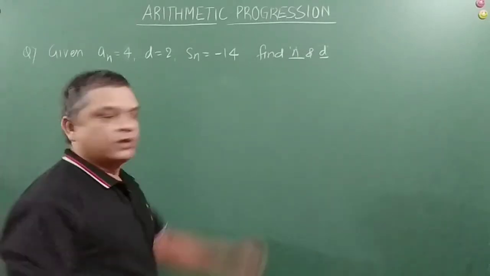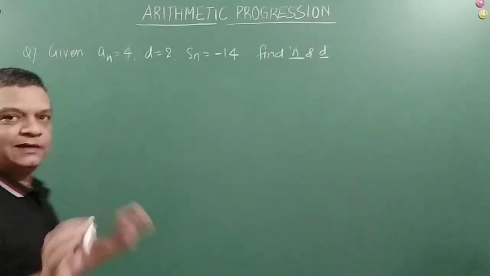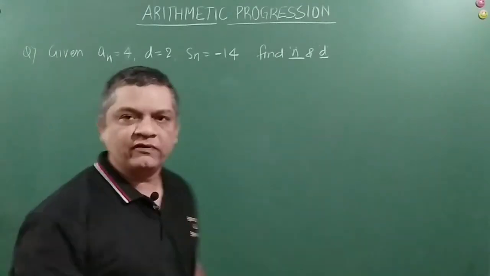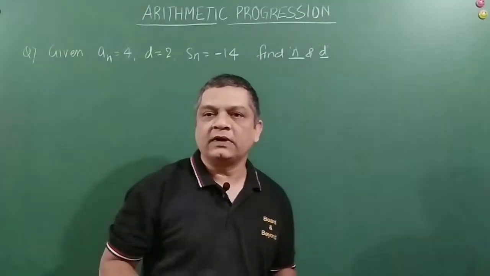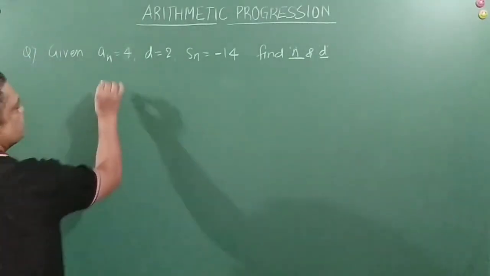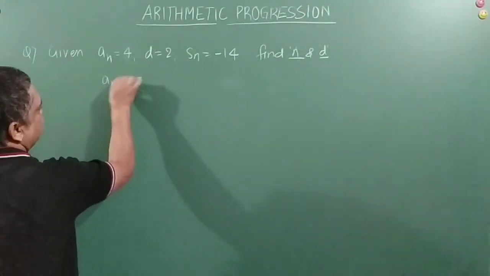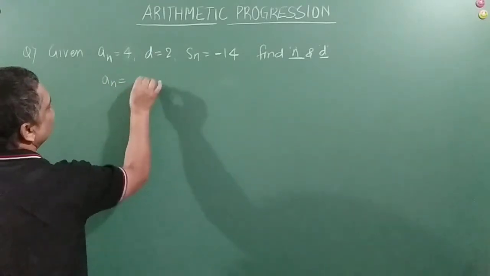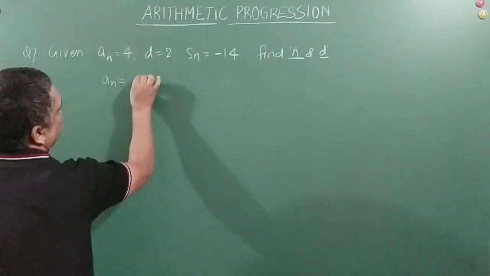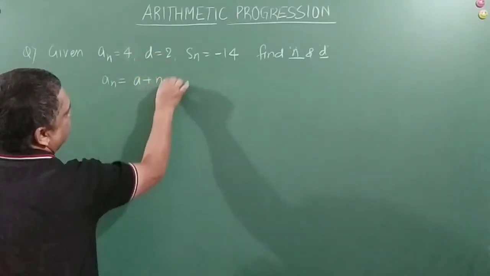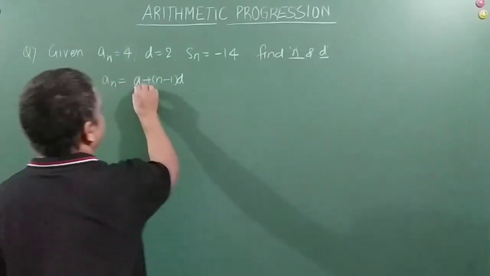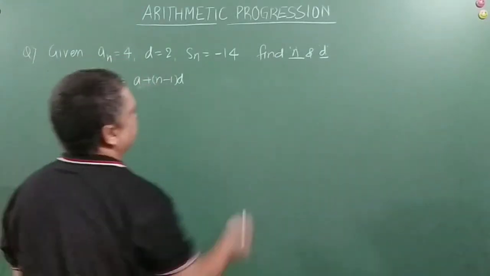Right, friends? So this problem is basically a little different kind of problem. Let's try solving it. Before solving it, let us first try to understand what is all given to us. First, an is given to us, and we know that an = a + (n - 1)d, where a is the first term and an is the nth term.